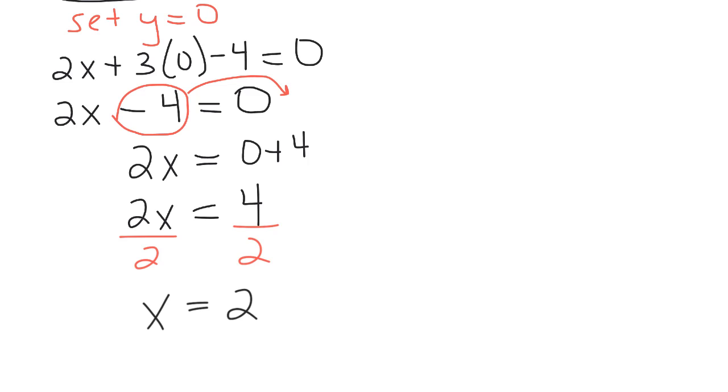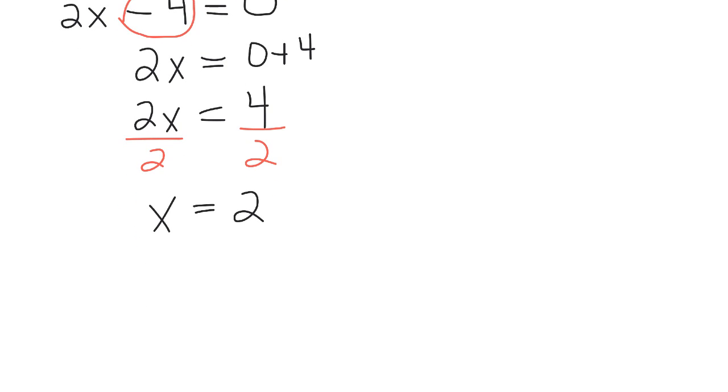Now, because they asked us for an x-intercept, remember that you want to express your answer as a coordinate point. So if I had to write this as a coordinate point, I'm going to make a bracket. Remember that your y value was set equal to 0. So in the place of my y value in my coordinate point, I'm going to put a 0.